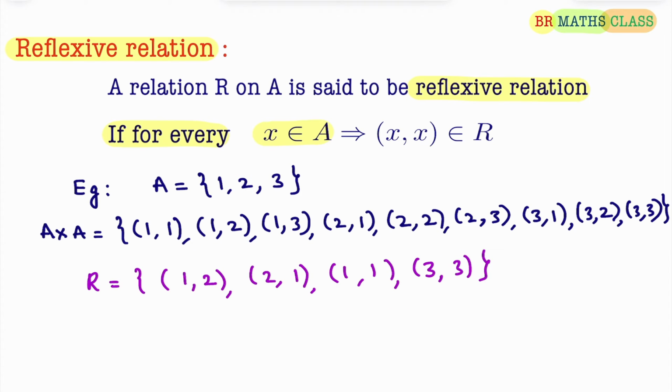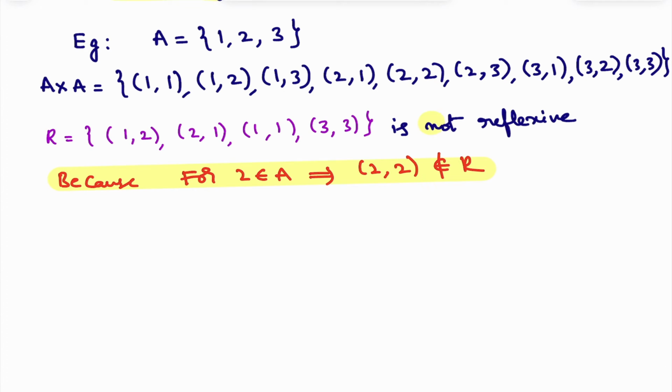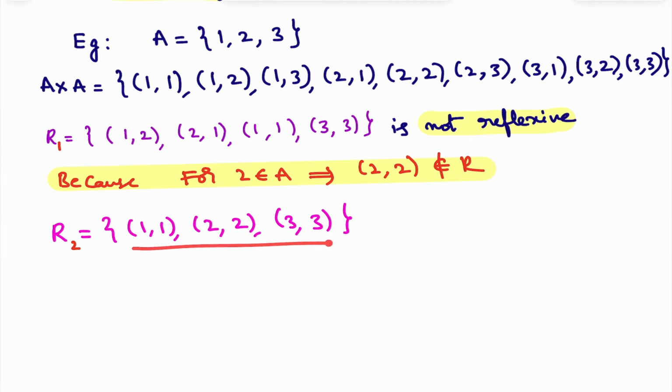So we say that this relation is not reflexive. If you want to write the reason, you can write like this: because 2 belongs to set A implies 2 comma 2 does not belong to the relation. Because of this reason, this relation is not reflexive. I hope you understand. Now, I'll name this relation as R2.